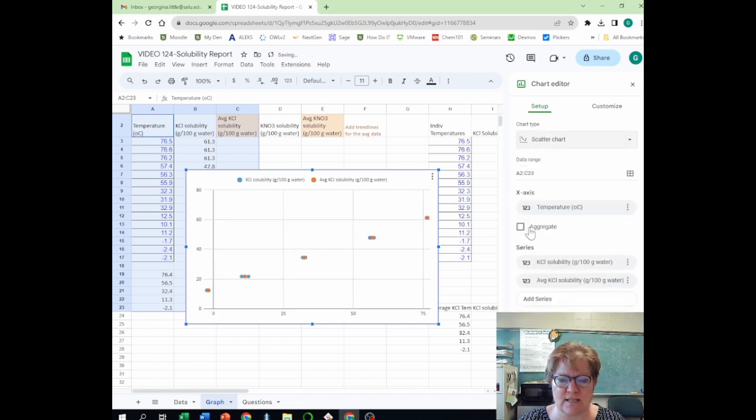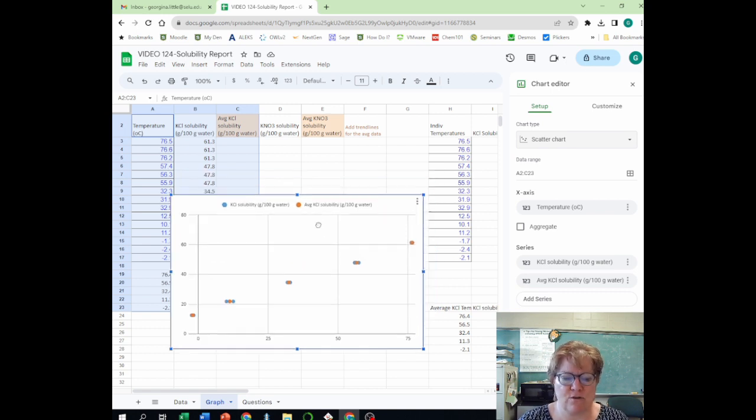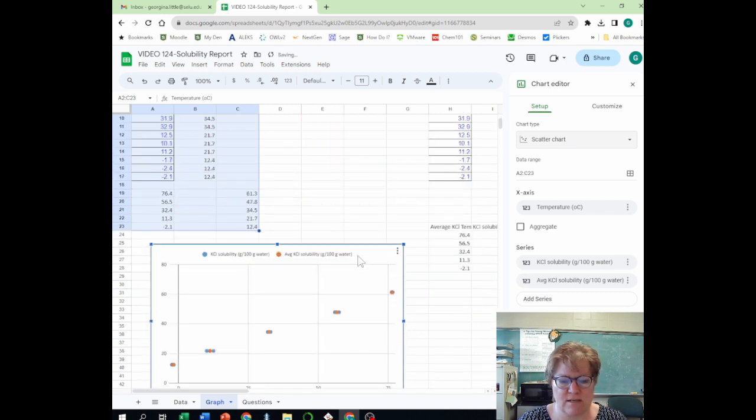I need to change over to scatter. And now this is what I want, right? So the individual KCl solubilities are in blue, and the orange one is the average. This looks good. And of course you can change all the numbers and everything.